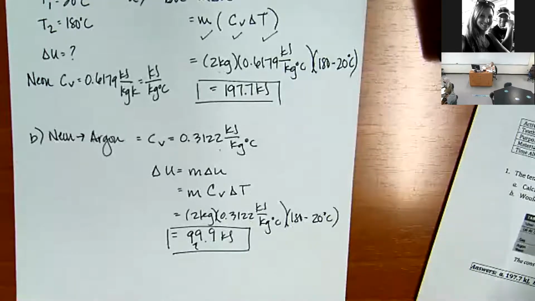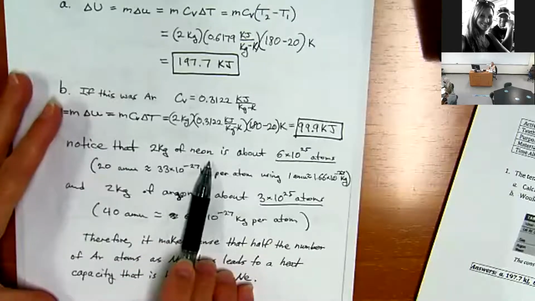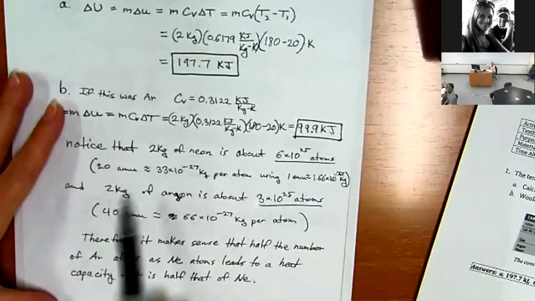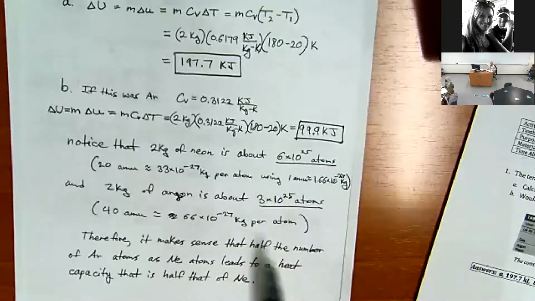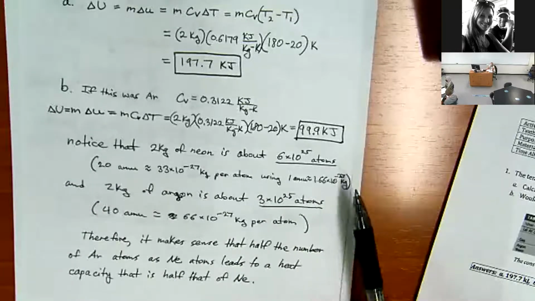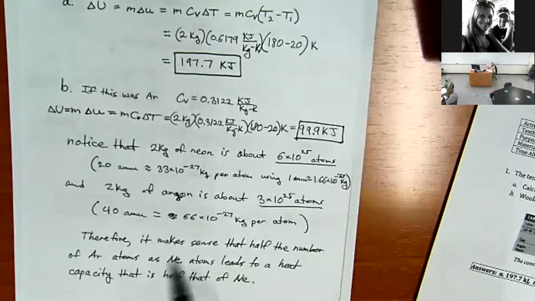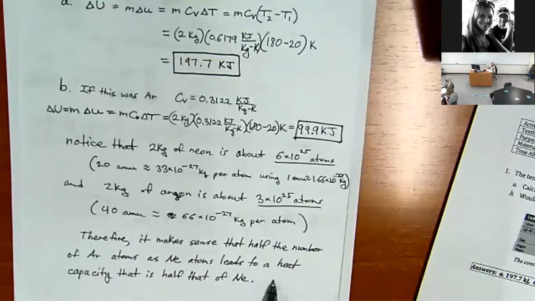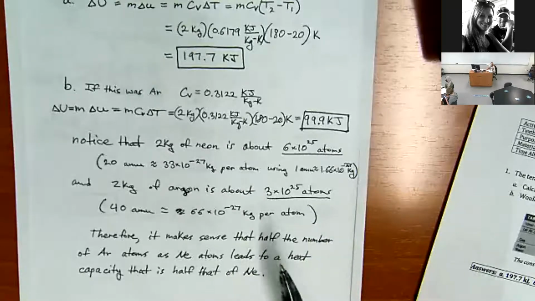The other logic that is in the solution is if we look at 2 kilograms of neon, how many atoms that is. This is 6 times 10 to the 25 atoms. And 2 kilograms of argon is 3 times 10 to the 25 atoms. So half the amount of atoms. So we have fewer atoms to be heating up to change 1 degree Celsius.